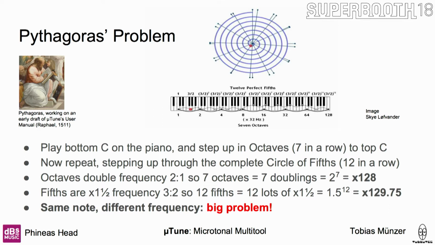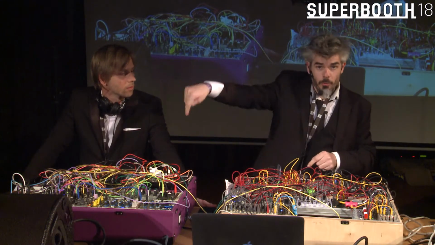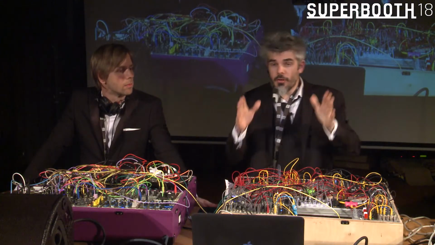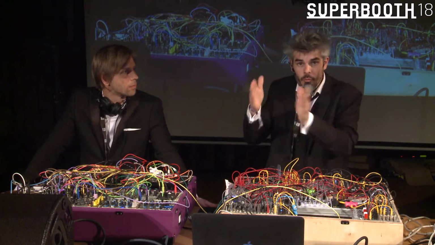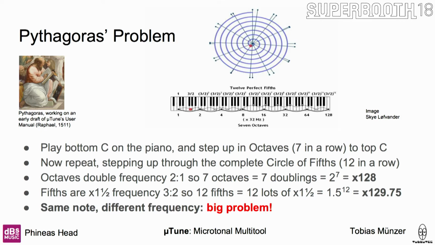Now this presents a problem, but also some incredible opportunities, and it goes way back to Pythagoras and the ancient Greeks. The problem is that if you start on the low note of a piano, let's say the low C of a piano, and you go up in octaves, those are doublings, and you end up on the top C of the piano, and that will be 7 lots of doublings, 2 to the 7, or times 128. You could also go up in perfect fifths, and that multiplies by 1.5. But you need 12 of those all the way around the circle of fifths. So if you do 1.5 to the 12, 12 lots of 1.5, you end up with a different number. So the same note, but a different frequency. And obviously that's a big problem, because which one do you pick?